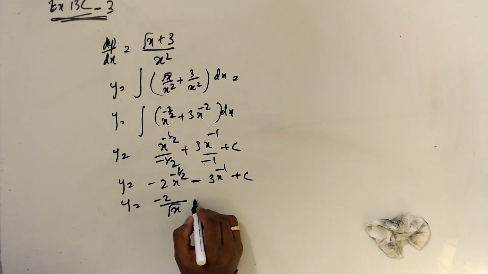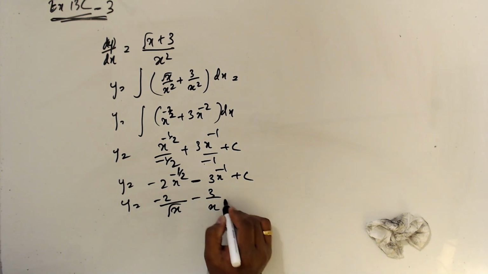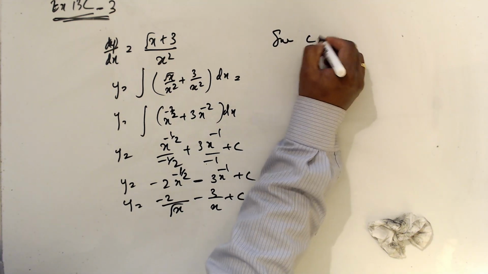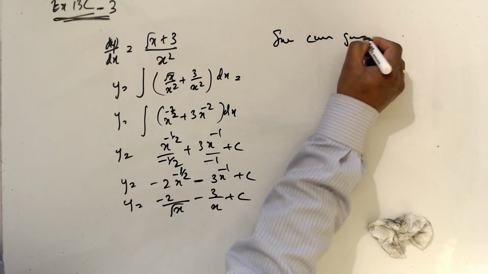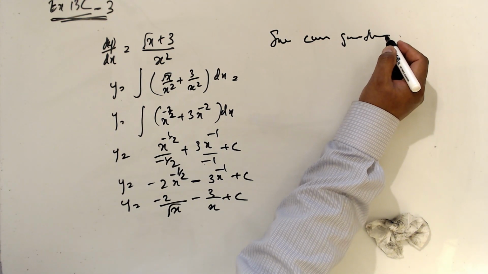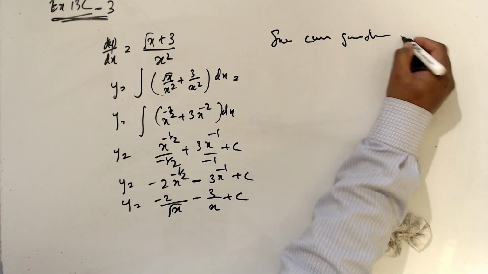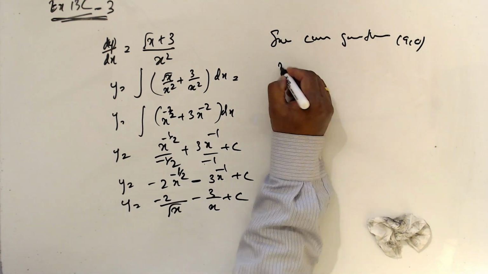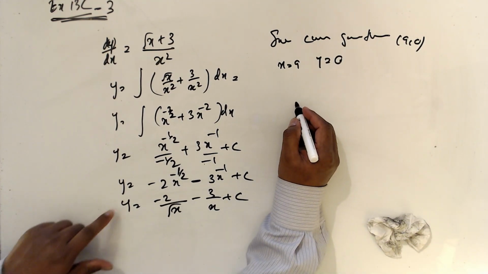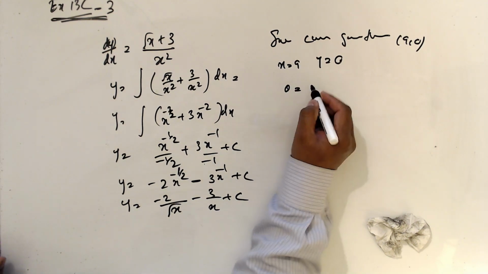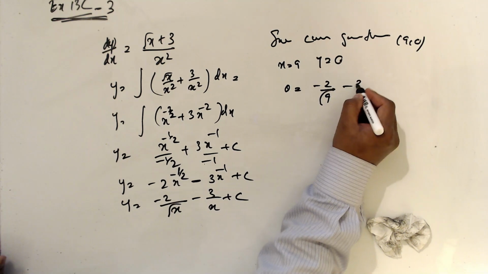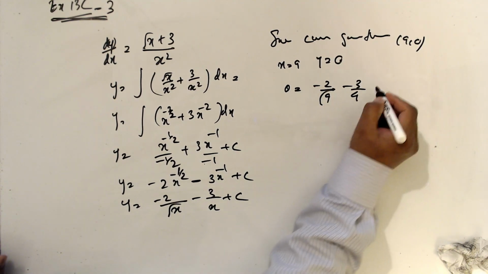x square root x minus 3 over x plus c. Now since the curve is going through 9, 0, so x equals 9, y equals 0. So this is going to be 0 equals minus 2 over square root 9 minus 3 over 9 plus c.